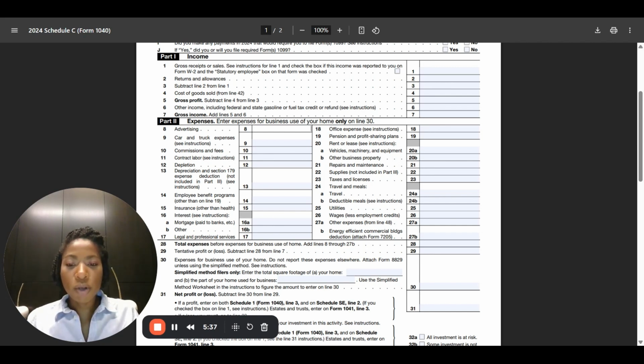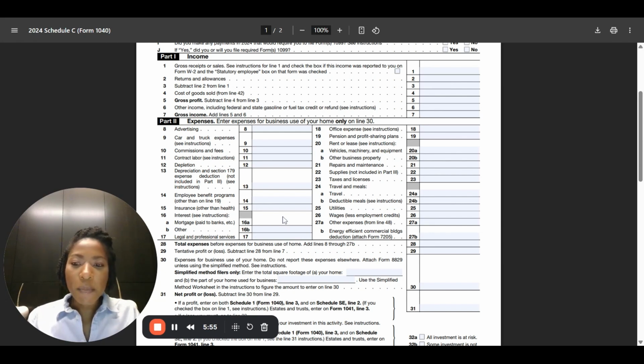Personal interest, I want to note, is not deductible. So if you have personal interest related to something outside of your daycare, personal interest as a rule is generally not deductible. And so again, make sure you read the instructions as it relates to what is allowable and deductible interest expense related to your business.